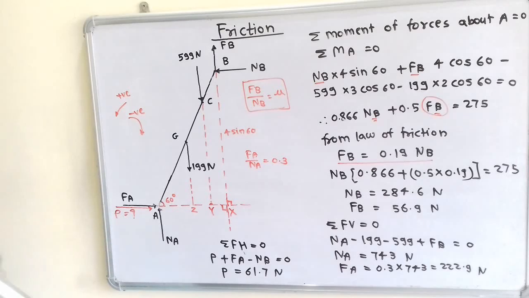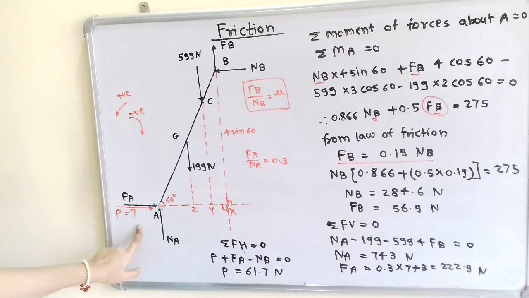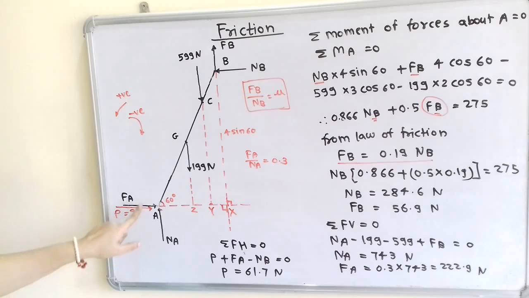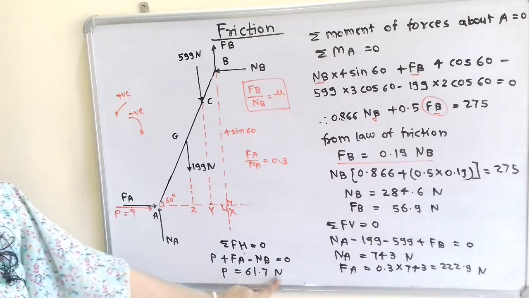Now we have to find out P. So the summation of all horizontal forces is equal to 0. So here P is towards the right hand side, and FA, both are towards the right hand side. So FA plus P minus NB. So when we put the values here, because FA is known and NB is also known, P is equal to 61.7 Newton.